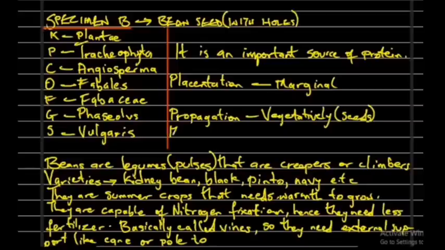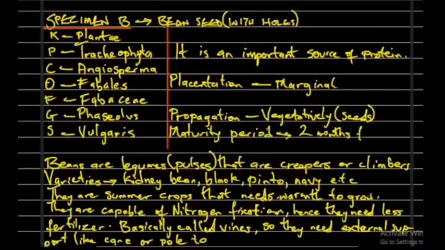While the maturity period for this particular crop takes about 2 months from planting. That is how long it takes this crop to mature into a full-grown crop that is ready to be harvested. So that is about the bean seed.